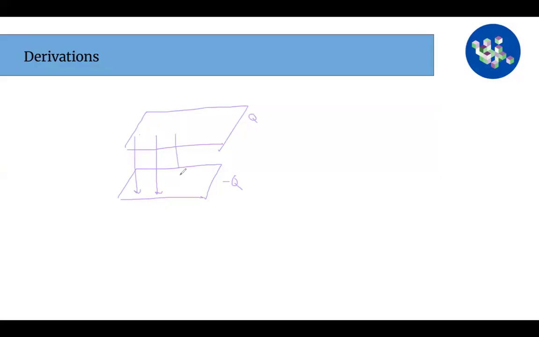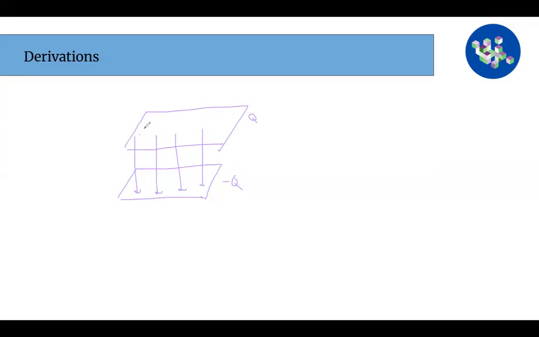The electric field lines would look like this, right? Ignoring the fringe effects, like what would happen at the edge of the capacitor. This is what the electric field would look like. And you might be asking, why is there no electric field outside of the capacitor?